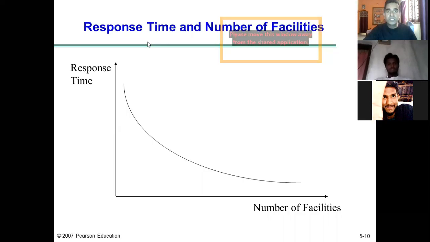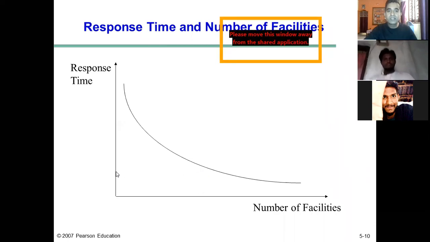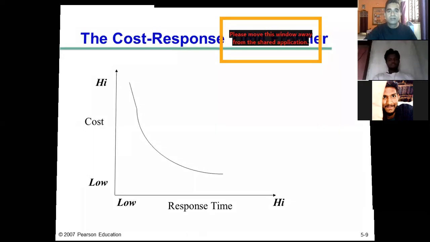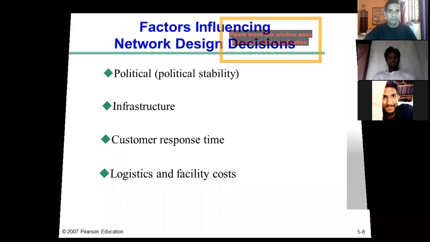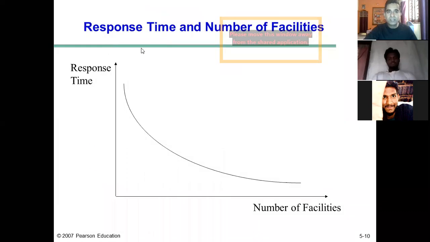So which is an illustration. So this concept what we learned here, response time and number of facilities. So what we discussed, as the number of facilities goes on increasing, the response time goes on decreasing, means the delivery to the customers will be very faster. So the same concept or relationship is illustrated in next couple of slides.